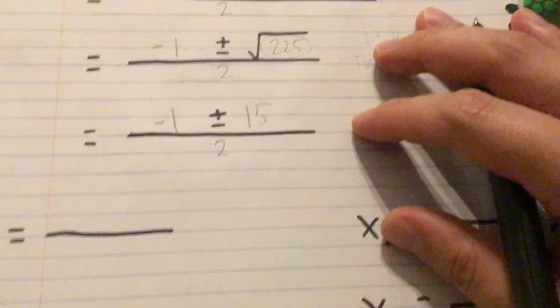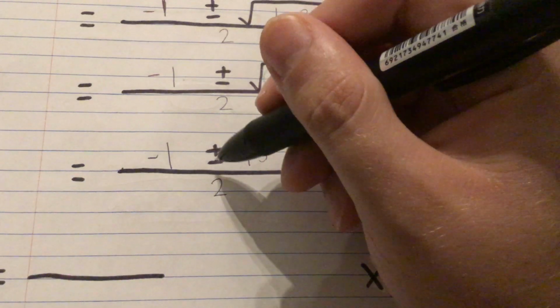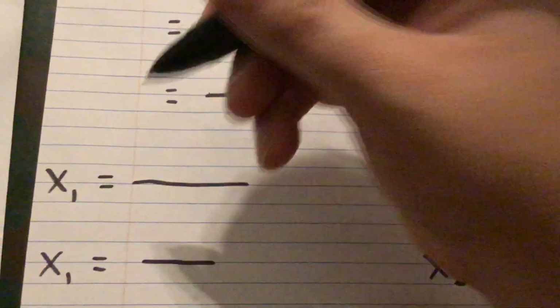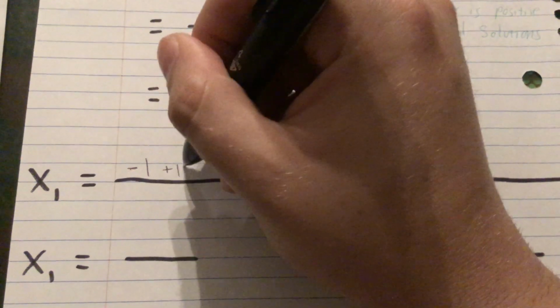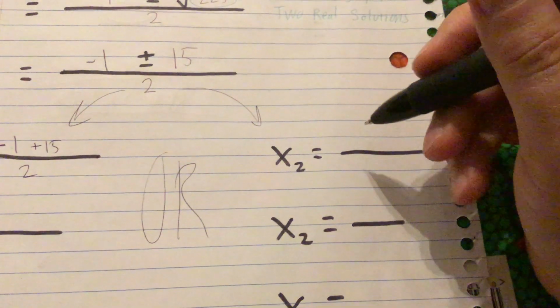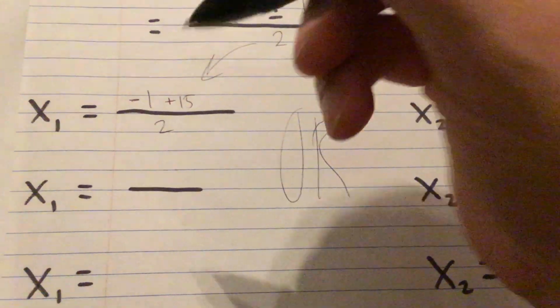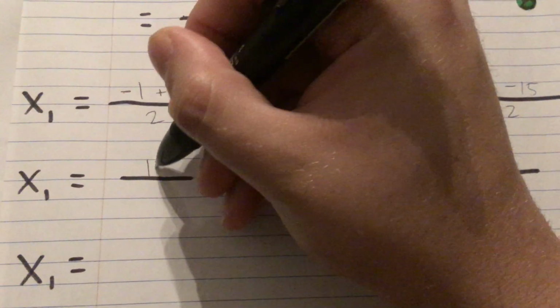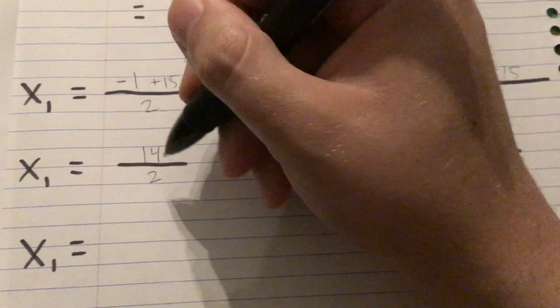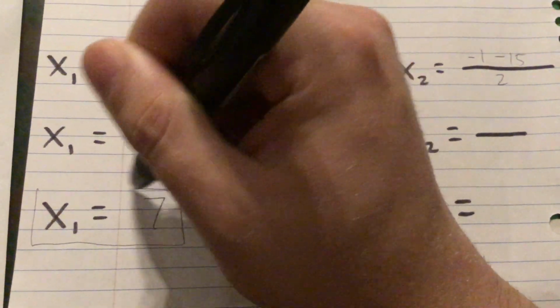Okay, so now there's going to be two equations, specifically negative 1 plus 15 over 2 and negative 1 minus 15 over 2. So let's plug them in. x1 is negative 1 plus 15 over 2, and x2 is negative 1 minus 15 over 2. Let's solve this one on the left. Negative 1 plus 15 is 14 over 2. 14 divided by 2 is 7. So therefore, x1 is equal to 7.